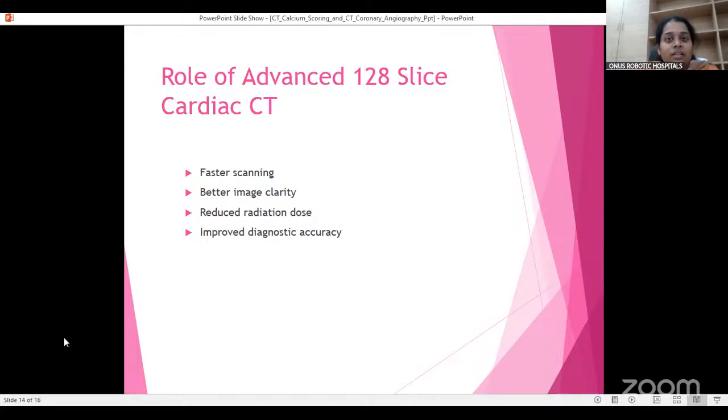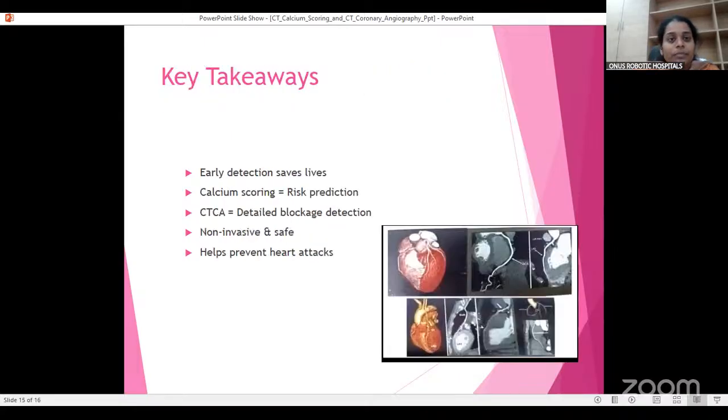Nowadays, the number of patients getting a CT coronary angiogram is increasing because it is a non-invasive method and it is done in a very limited time, like 5 to 10 minutes. And we have a good negative predictive value, so that gives relief to the patient. All these are the favorable features of the CT coronary angiogram.